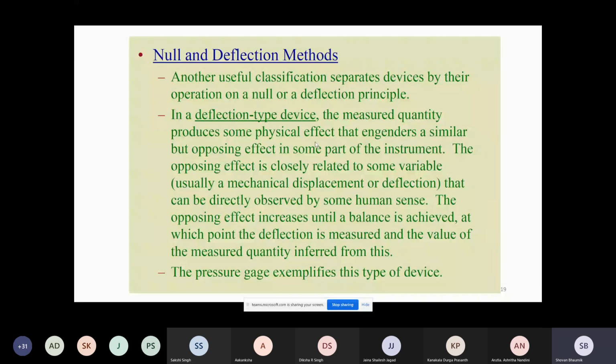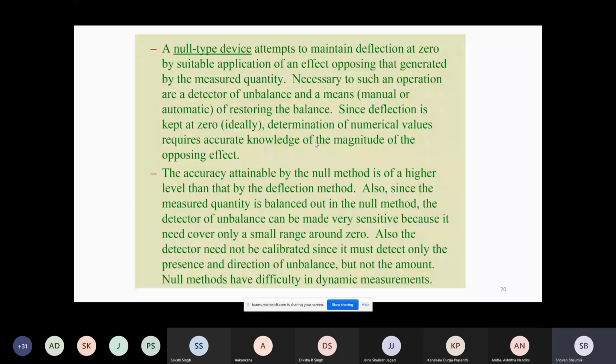A null type device attempts to maintain a deflection at zero, by suitable application of an opposing force that measures the quantity. So necessary to such an operation are a detector of unbalance and a means of restoring balance. So the deflection is kept zero, and determination of the numerical value requires knowledge of other accurate things. For example, if you see the balance, the determination of the weight depends on how accurate the standard weights are. Because you are seeking the null point, by seeing the standard weight, you are seeing how accurately you can measure.